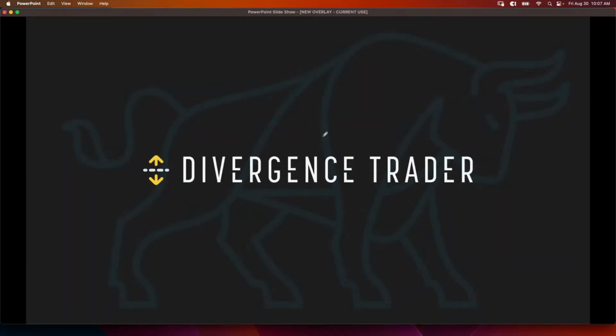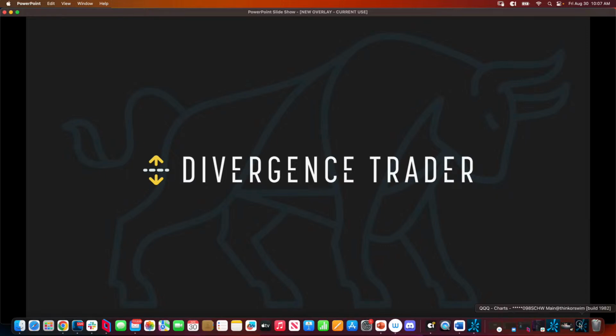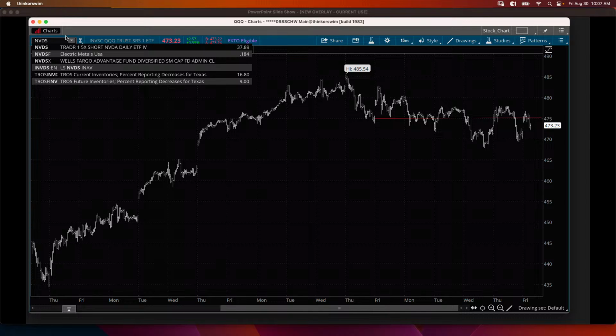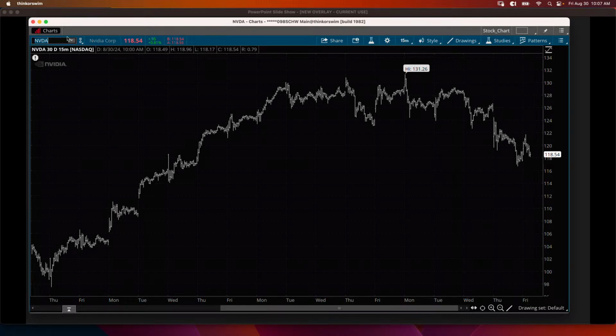Let's talk about divergence. Well, actually, I want to pull up Qs, because Qs, NVIDIA is going to be the same thing as the Qs. NVIDIA is running the show. NVIDIA is not that weak. It's not that weak, okay?